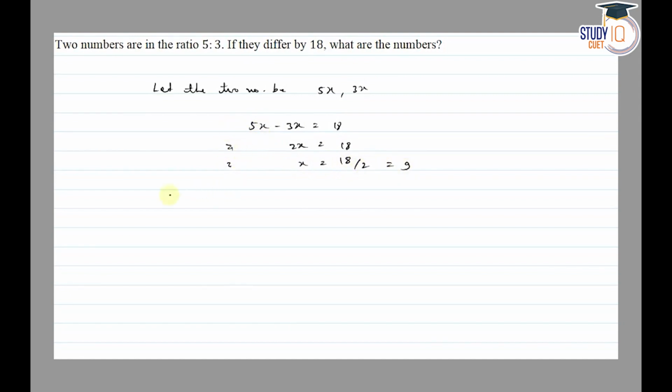So we have to find out the numbers. So the first number is equal to 5x, which is equal to 5 into 9, which is equal to 45. Then the second number is equal to 3x, which is equal to 3 into 9, which is equal to 27. Thank you.